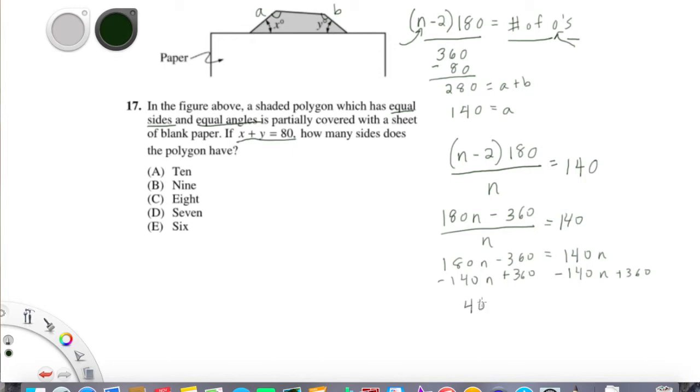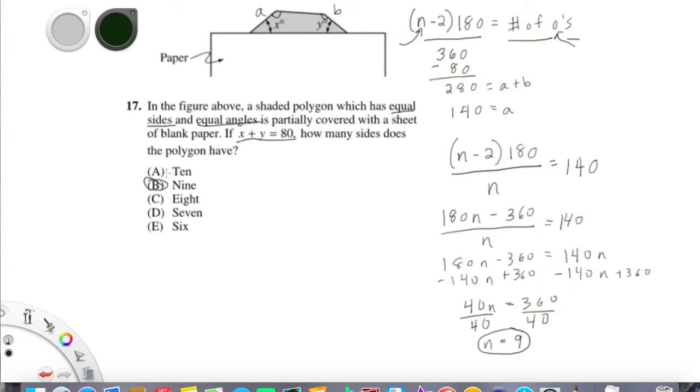When we do this all out, we get 40n on one side, and we get 360 on the other side. Now we can divide by 40, and we're going to get n equals 9. So there you have it. There's the answer to our question. There are 9 sides of this figure.